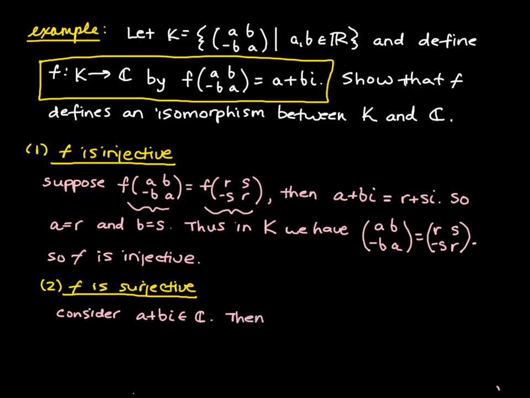Then, because of our definition of our map, we have that F of the matrix [a, b; negative b, a] is equal to a plus bi. So what this tells us is that if we just pick any complex number, we can choose a matrix in K that maps to it. So that's precisely what it means for F to be surjective. So let me make sure the phrasing is written down correctly based on what I just said. So F is surjective.